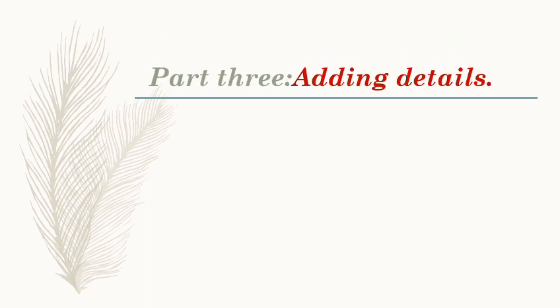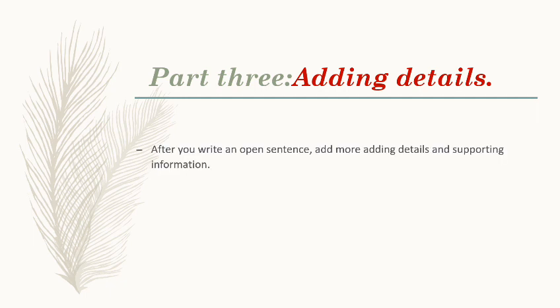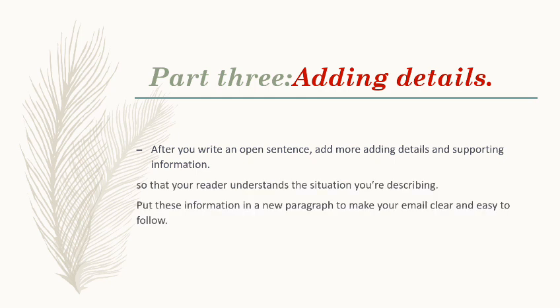The third part, adding details. What does adding details mean? It means that after you write an opening sentence, you add more details and supporting information so that your reader understands the situation you're describing. Put this information in a new paragraph to make your email clear and easy to follow.